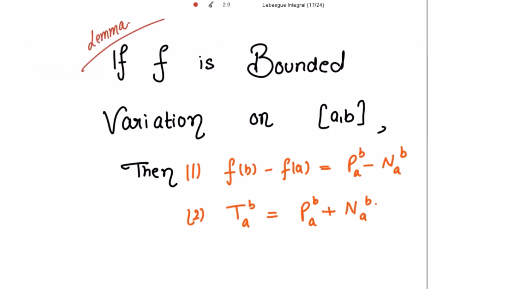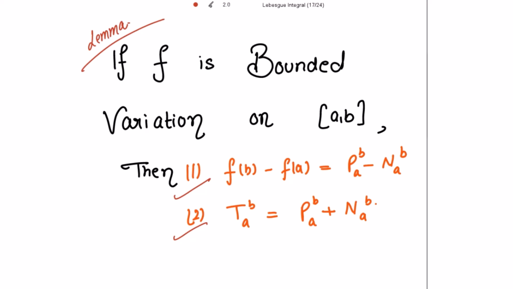Good morning. This is a very important lemma. If f is of bounded variation on the closed interval [a, b], then we have to show these two things. That is, f(b) minus f(a) is equal to the difference of the positive and negative variations of f over the closed interval [a, b], and the total variation of f over [a, b] is equal to the sum of the positive and negative variations of f.